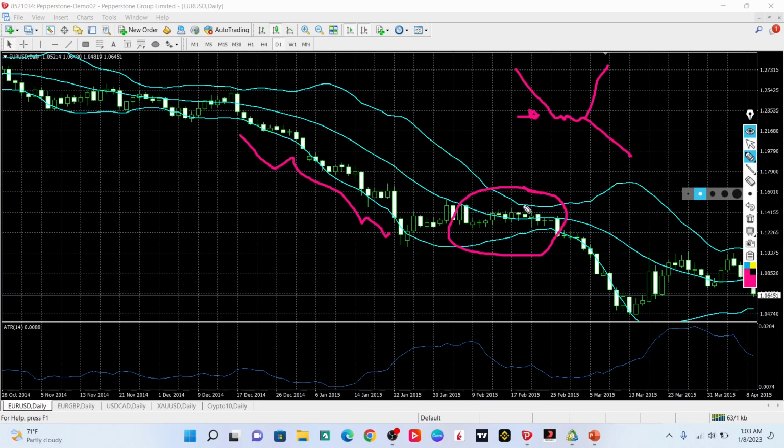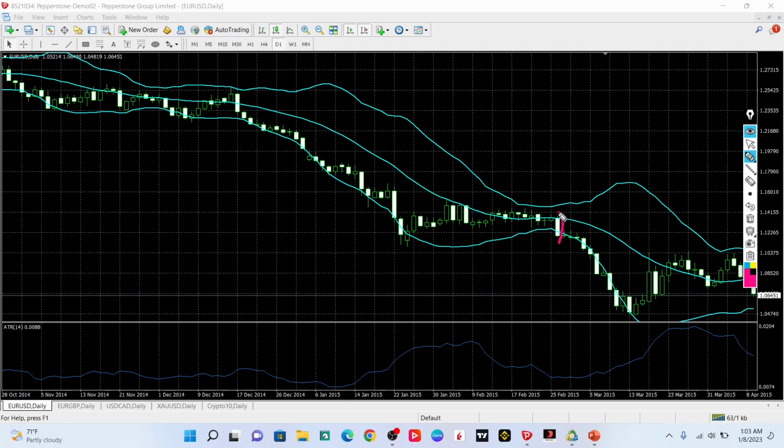Then after there, it created a short-term consolidation. Then it broke the consolidation by breaking this squeeze. This is the candle which broke the squeeze right here. The squeeze starts from around here and then here. After creating this squeeze, it broke the squeeze, and then we created that breakout. That is what we call a breakout using the Bollinger Bands.